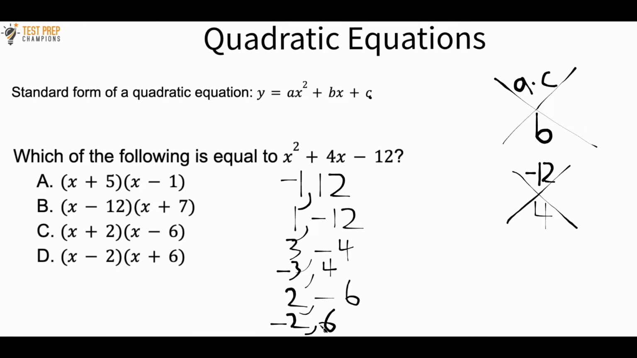So on your test, I'm not necessarily saying that you have to take the time to list out every single pair you can think of that will multiply together to give you negative 12.